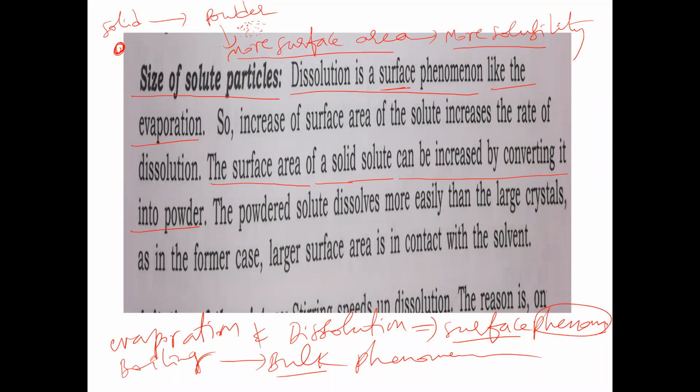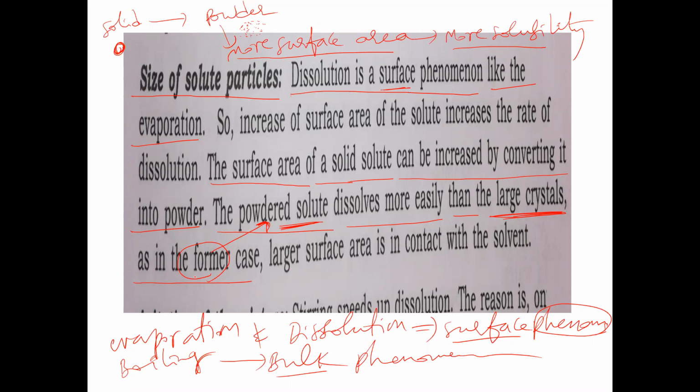So powder is more easily soluble than solid. The powdered solute dissolves more easily than the large crystals. The large crystals will be less soluble, but powder will be more soluble. As in the former case, what does former mean here? The powder. Former means what is mentioned first. Powder is mentioned first in the above sentence, and crystal is mentioned later.